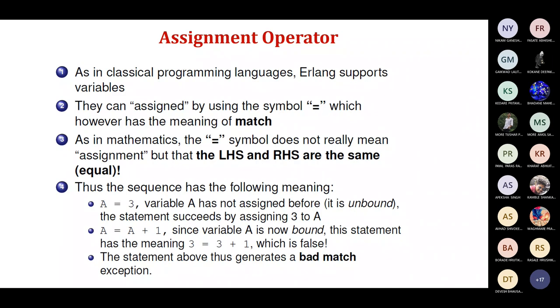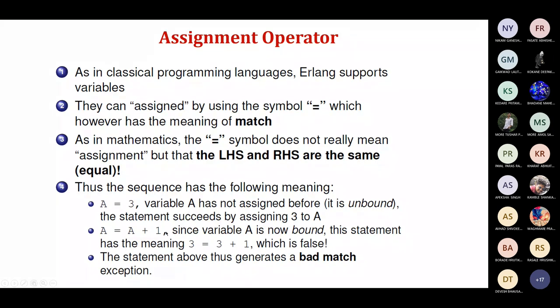Here is an example. If a is equal to 3, and variable a has not been assigned before, it is unbound and the statement succeeds by assigning 3 to a. So if this variable a was not earlier given some other value, because we have seen that once a value is given to a variable, it is bound, it will successfully assign this 3 to a.